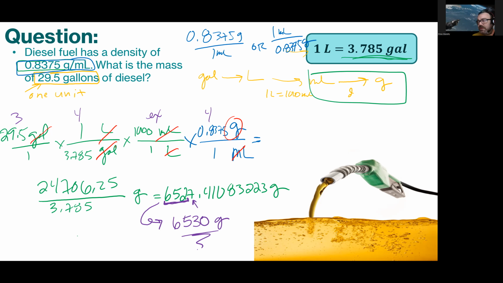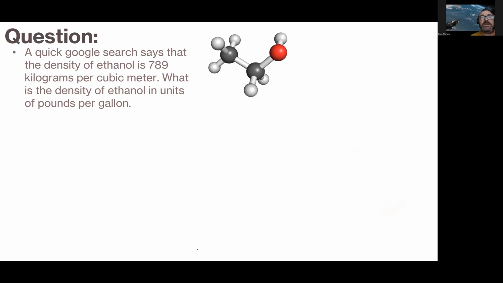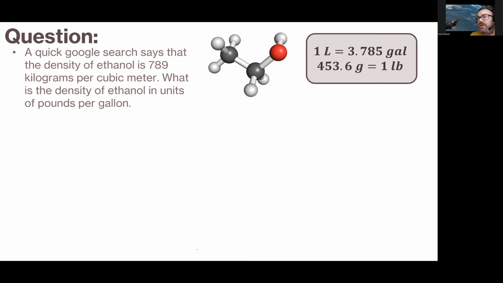Not too terrible. I think I have one more on here. Yes. Okay. Quick Google search says that the density of ethanol is 789 kilograms per cubic meter. What is the density of ethanol in units of pounds per gallon? All right. We're converting 2 units at the same time. Here's our same gallons to liters conversion. And now we have pounds and grams because we have to get to these English units.